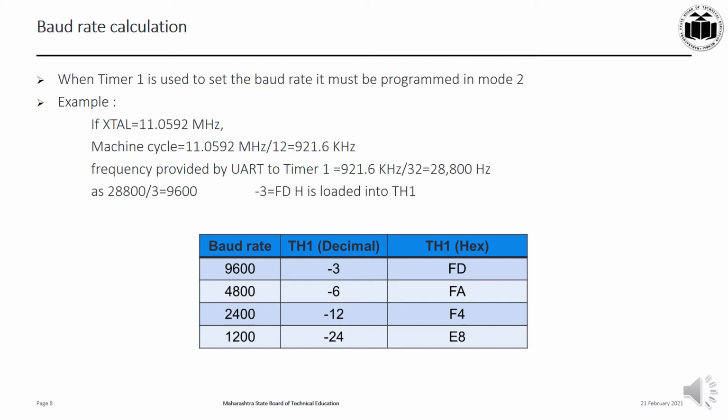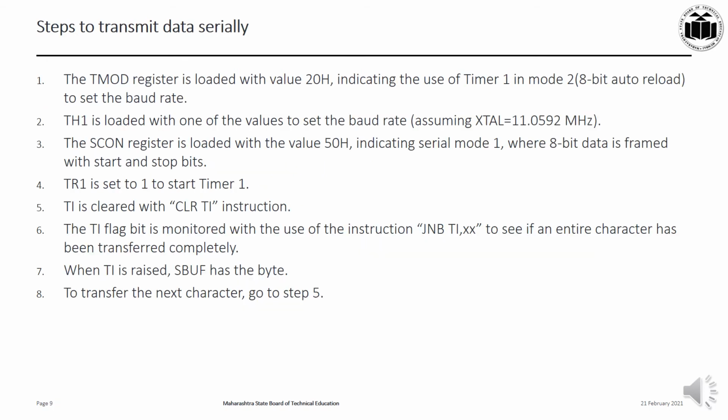So the value minus 3, or FDH, is loaded into TH1 to get 9600 baud rate. In a similar way, we can calculate the values to be loaded into TH1 for the baud rates 4800, 2400 or 1200, as shown in the table. Before going towards the programming, we will first understand the steps to transmit data serially.